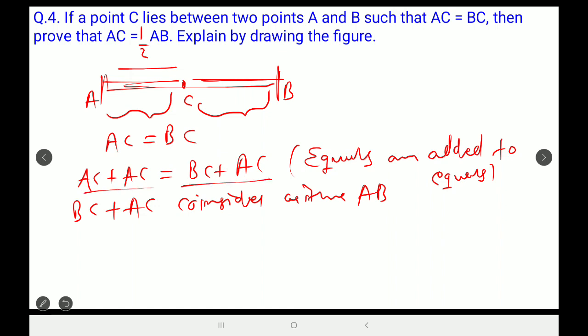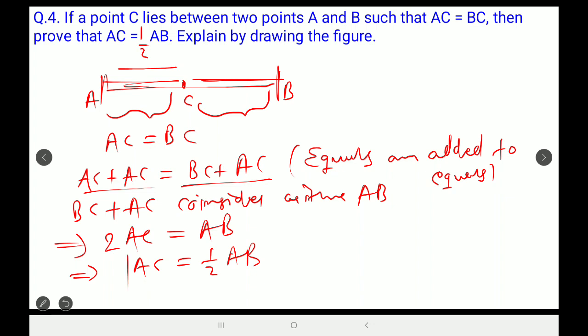And now AC plus AC is 2AC, and BC plus AC is AB. If we transpose these 2 on that side, it will be 1 by 2 AB. Clear? So hence it is proved. Next question.